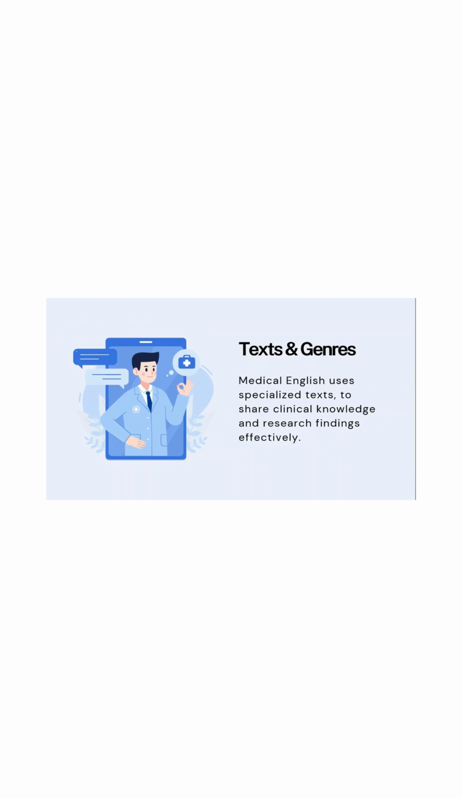Understanding the vocabulary and grammar is essential, but it's equally important to recognize the variety of texts and genres where medical English is used. Let's now explore these different types of communications in the medical field. Medical English is used in a variety of texts and genres to serve different communication purposes. These include research publications. Peer-reviewed articles are fundamental to advancing medical knowledge and practice. Clinical guidelines.